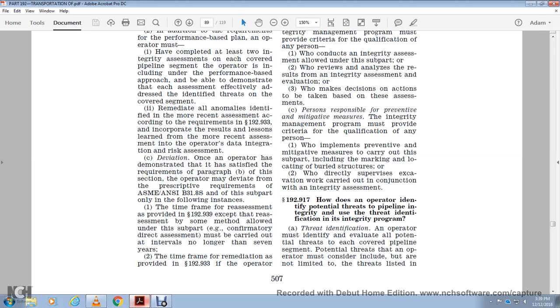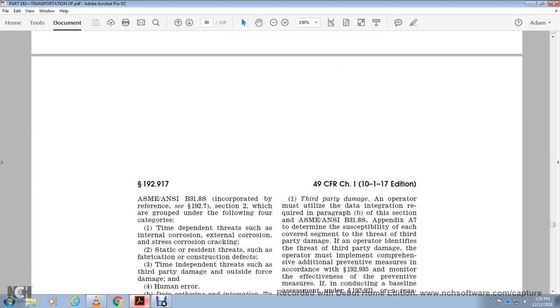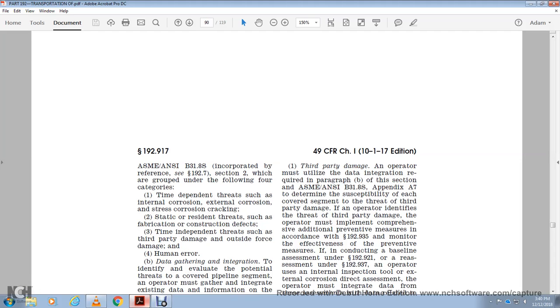Or has an operator identify the potential threat of pipeline integrity with the threat identification within the integrity program. Threat identification: the operator must identify and evaluate all potential threats for each of the covered pipeline segments. Potential threats the operator must consider include, but are not limited to, the threats listed in ASME ASI B31.8S incorporated by reference, section 2. The following are the 4 categories of time-dependent threats: internal corrosion, external corrosion, stress corrosion cracking; stable resident threats such as fabrication, construction defects; time-independent threats such as third party damage, outside force damage, and human error.